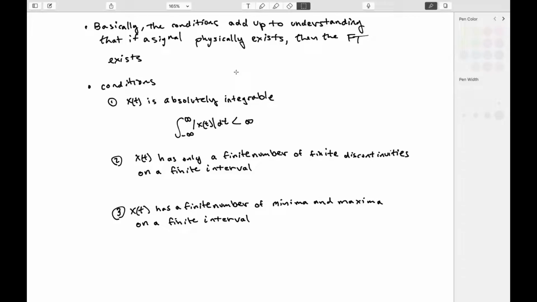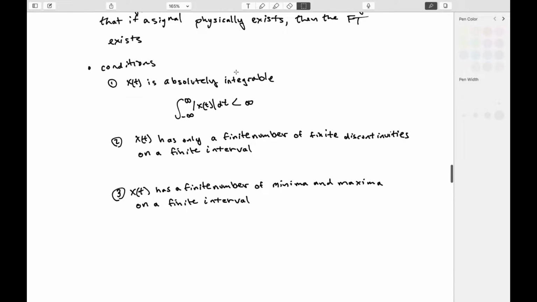First one, x of t is absolutely integrable. This means that if I take the integral from minus infinity to infinity of the absolute value of x of t with respect to t, that's less than infinity, meaning that it's finite. Condition 2, x of t has a finite number of finite discontinuities on a finite interval. So if I take an interval which is measurable, say 0 to 1, and I look in it, then the number of times that the signal is discontinuous is countable. I can count those number of discontinuities, so this makes it look like a real signal.